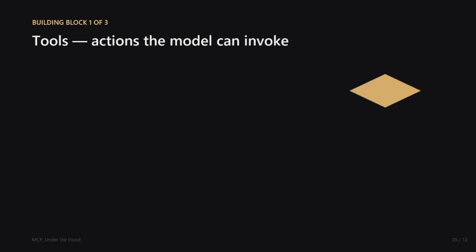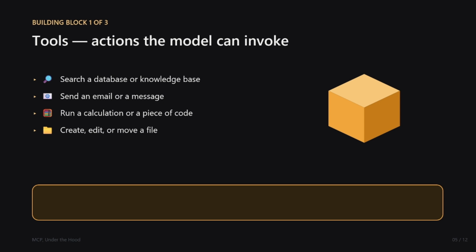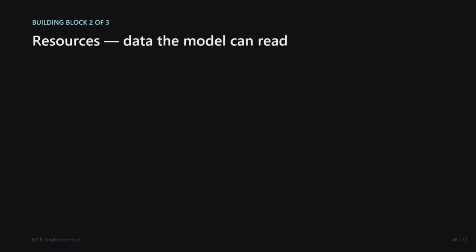MCP defines three kinds of building blocks a server can offer. The first is tools. A tool is an action the model can actually take: searching a database, sending an email, running some code, or moving a file. Think of tools as the buttons on a remote control. The AI presses one whenever it needs to actually do something instead of just talking about it.